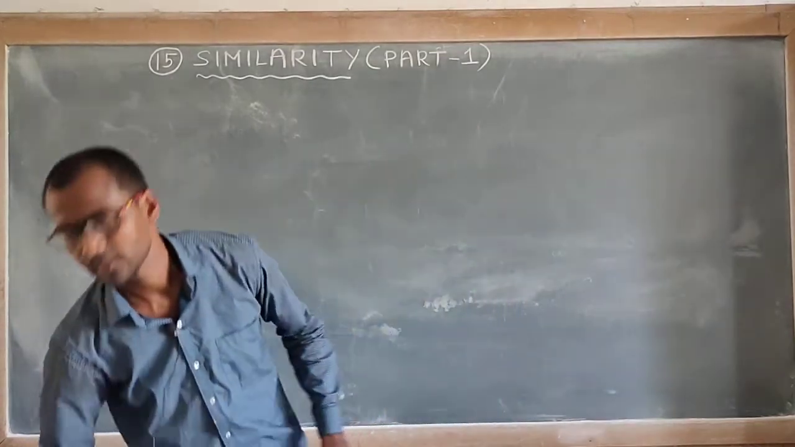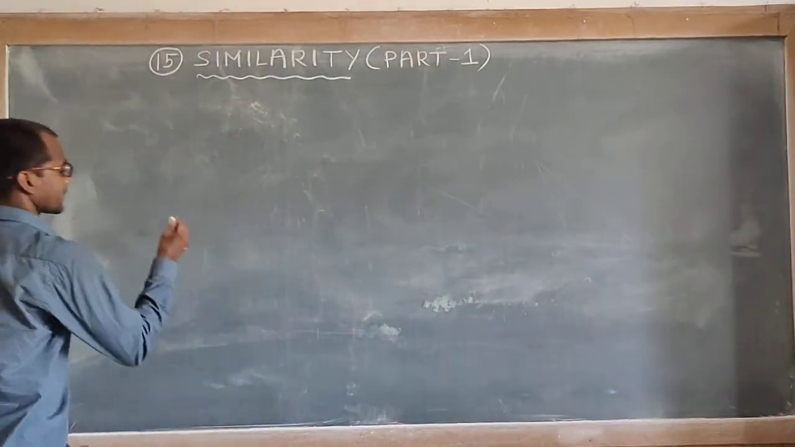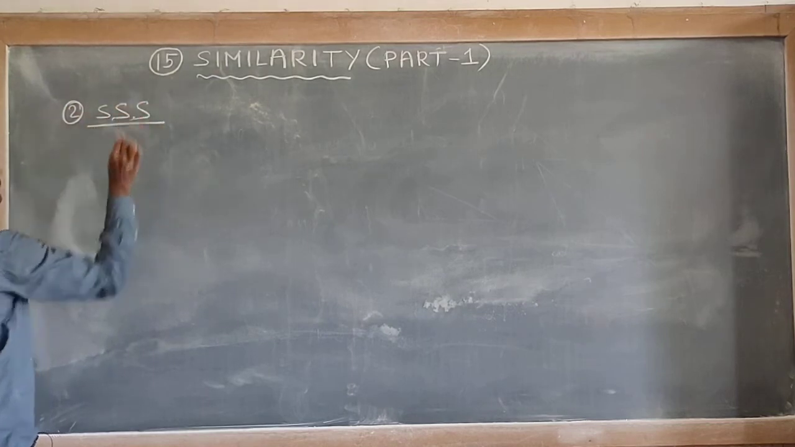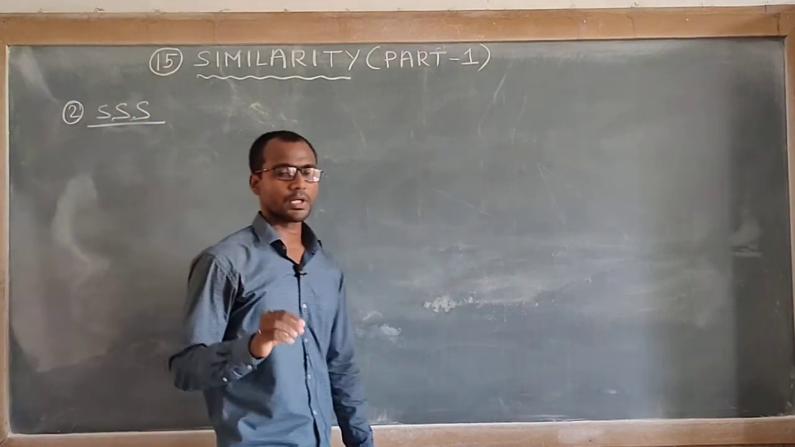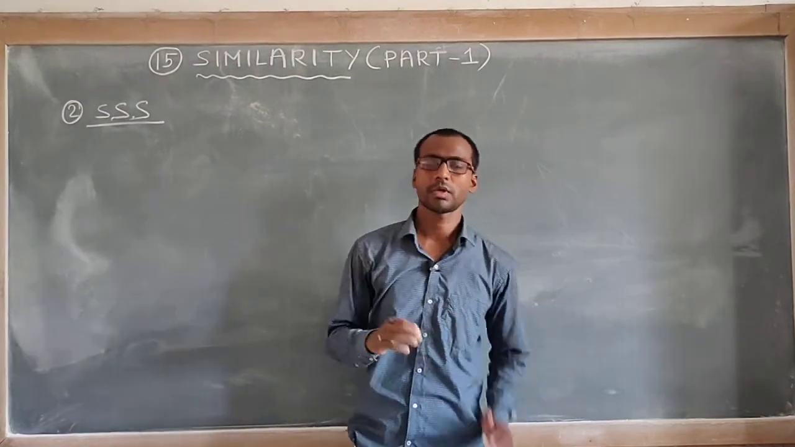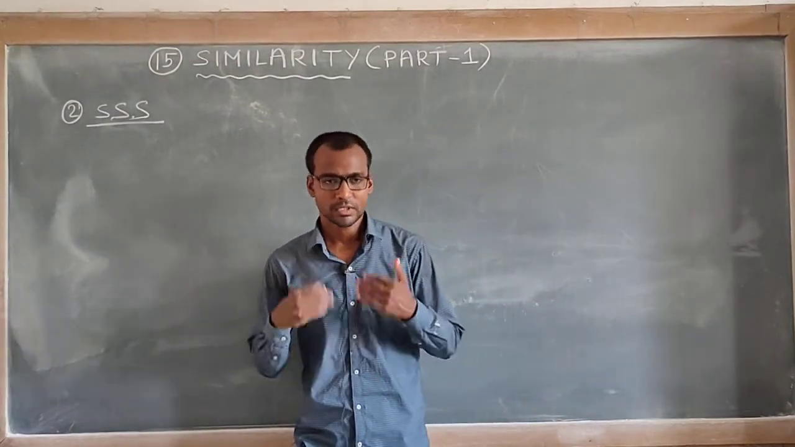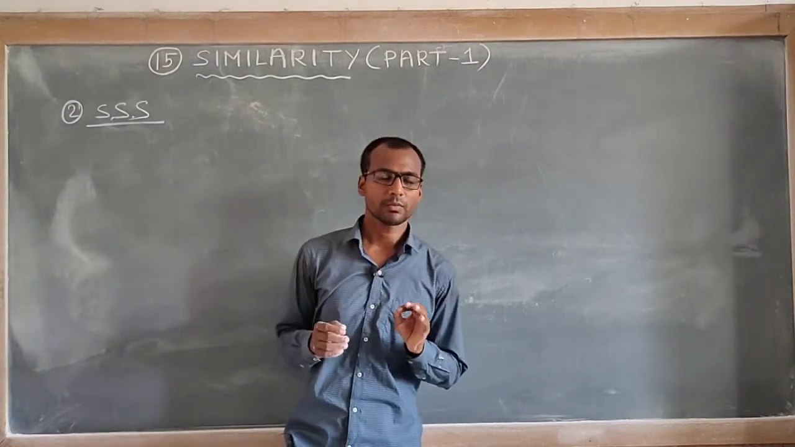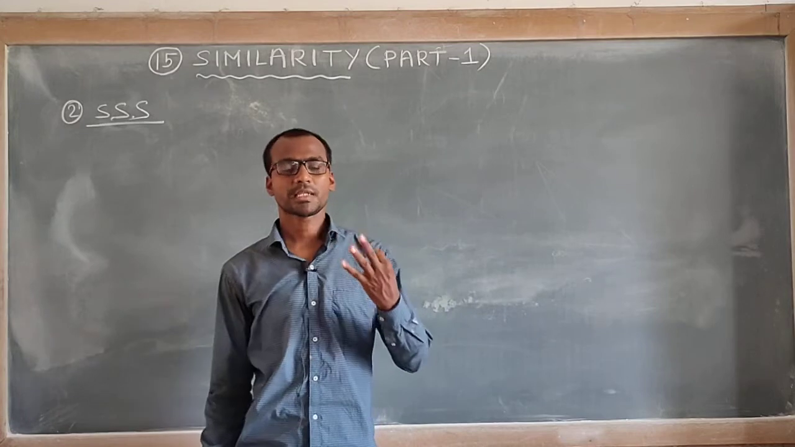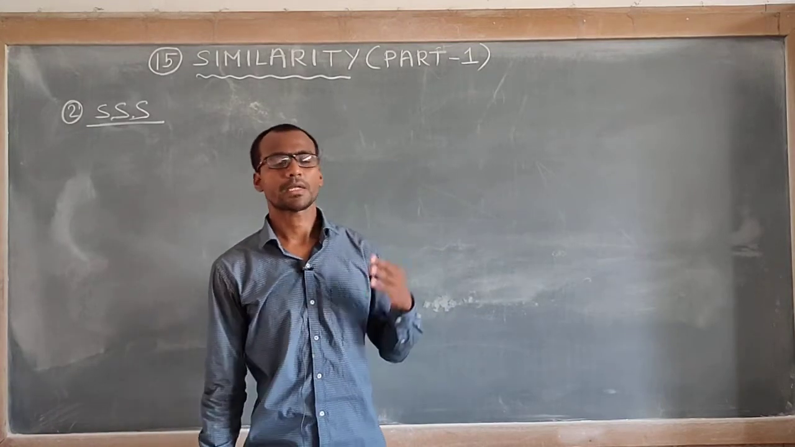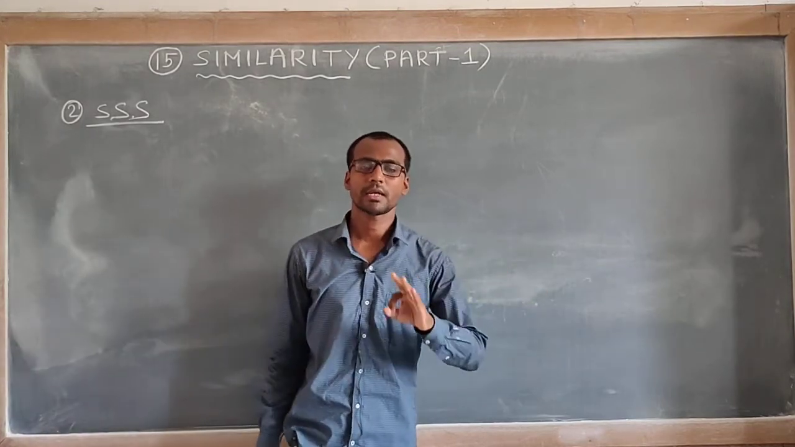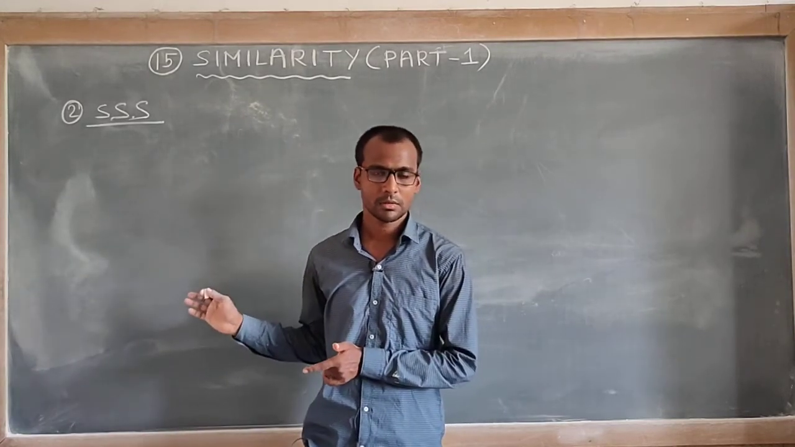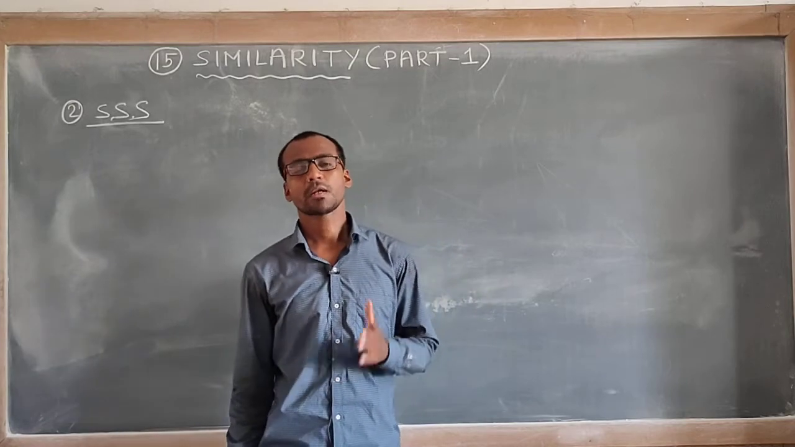Next postulate is SSS, side. Side postulate was in congruency also, but it was different. In congruency, side postulate was: if three sides of a triangle are equal to three sides of another triangle, then the two triangles are congruent. But here we cannot say that the sides are equal. So what we will say? We will say they are proportional.